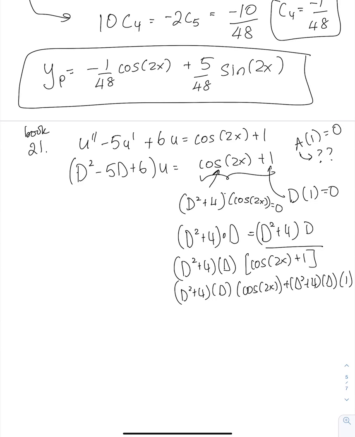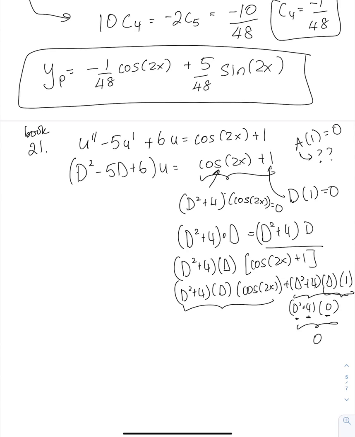Okay, so this one's easy. First you do D of 1. What is D of 1? That's 0. So D squared plus 4 of the function 0. If you take the function 0, differentiate it twice, add 4 times the 0 function, of course that's going to be 0. So that part was easy.